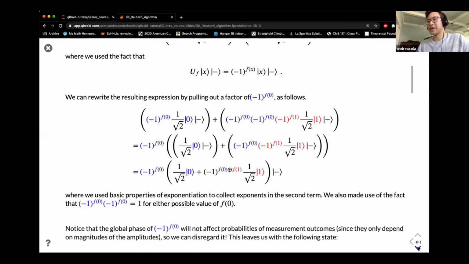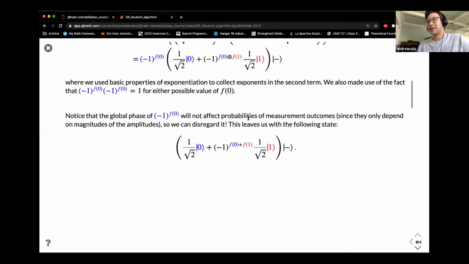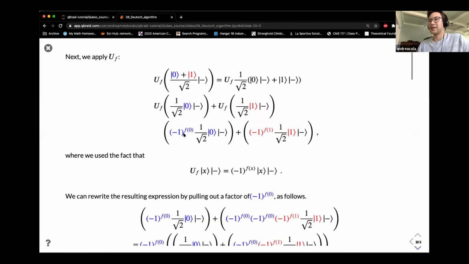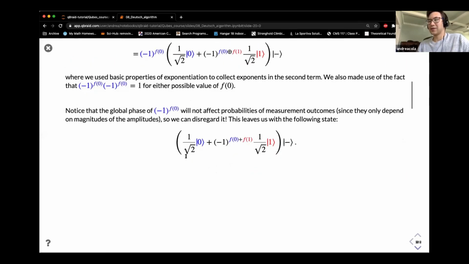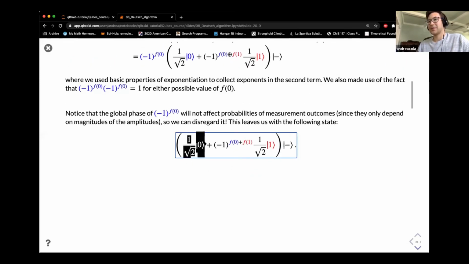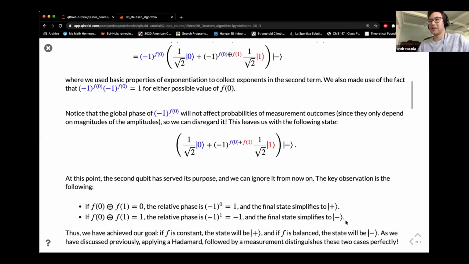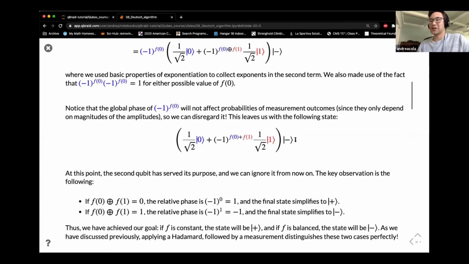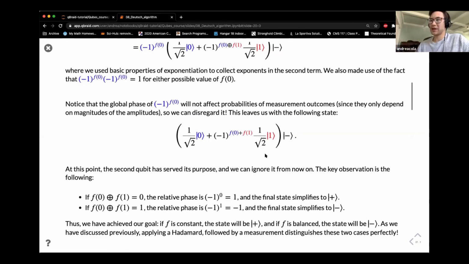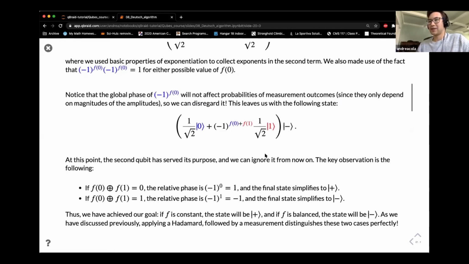So what we're ending up with is exactly what we wanted to get to, which is this expression here, when we ignore this global phase of -1 to the f of 0. And this state here is precisely ket plus when the function f is constant. It's ket minus when the function is balanced. So at this point, the second qubit, which is in the ket minus state, has served its purpose. We can ignore it from now on.